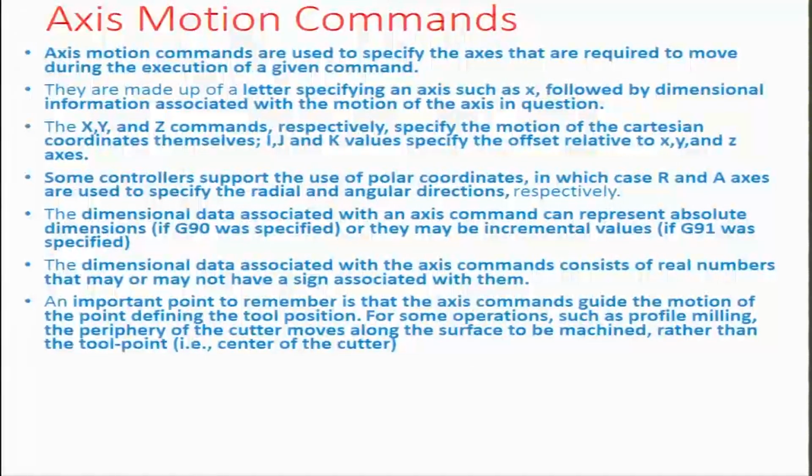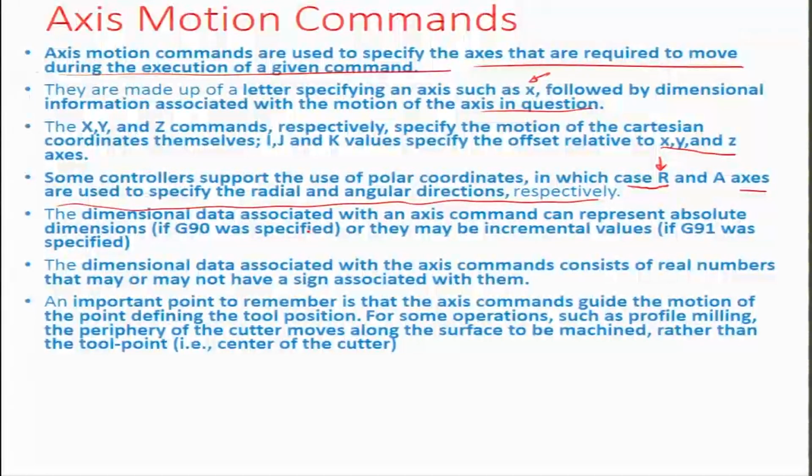There are also axis motion commands which are used to specify axes that are required to move during the execution of a given command. They are made up of letters signifying an axis, such as small x for example, followed by dimensional information associated with the motion of the axis in question. The x, y and z commands respectively specify the motion of the Cartesian coordinates. I, J, K specify the offsets relative to the x, y and z axes. Some controllers support the use of polar coordinates also, in which case there would be the additional definition of radius r, and axes are used to specify the radial and angular directions respectively.